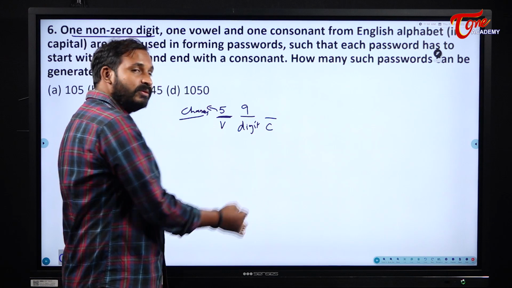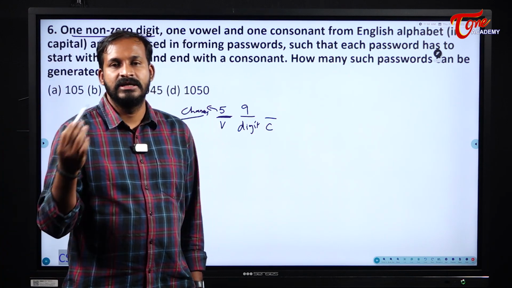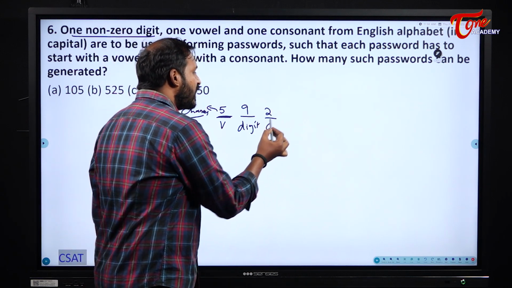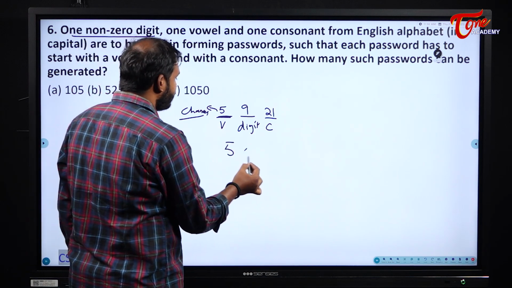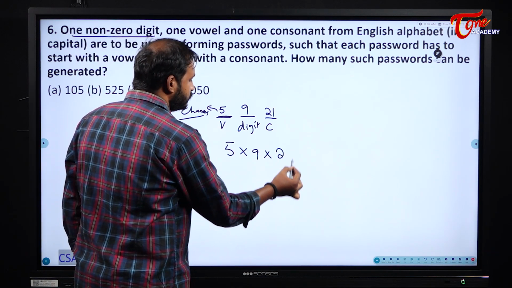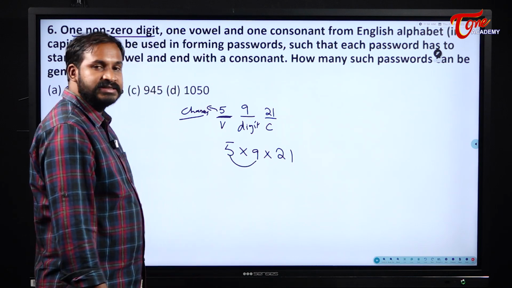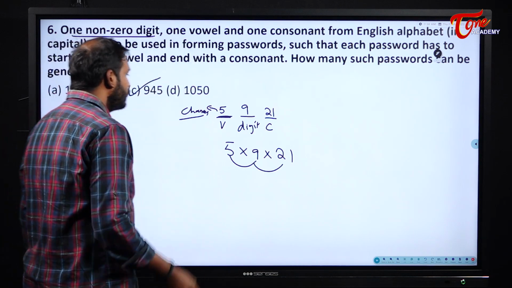And the last one should be what? A consonant. If we have 5 vowels in the alphabet, how many consonants will we have? 21 consonants. So for the last position, I have 21 chances. So 5 into 9 into 21. 5 9s are 45, 45 21s are 945.